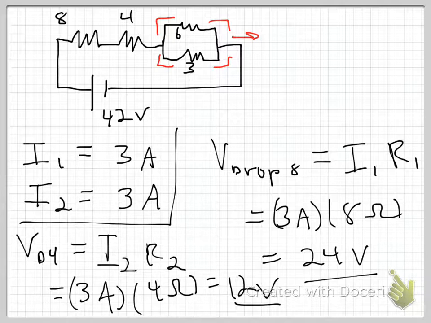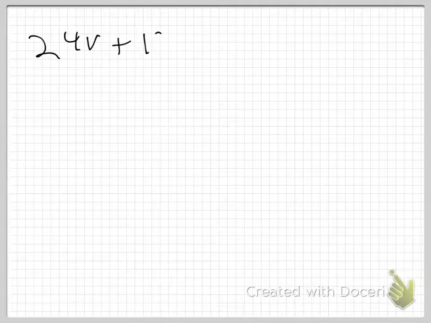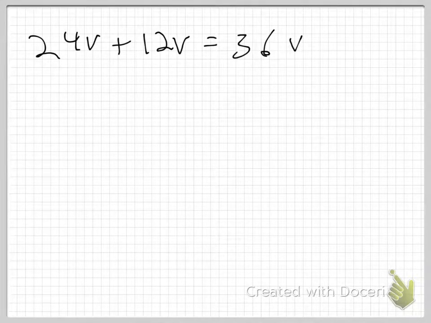Right? So let's go to my next page. Let's go to a clean sheet. Let me add up the voltage drops I've gotten so far. 24 volts plus 12 volts is equal to 36 volts, right? So I only have 42 volts available. That's as high as my hill was.